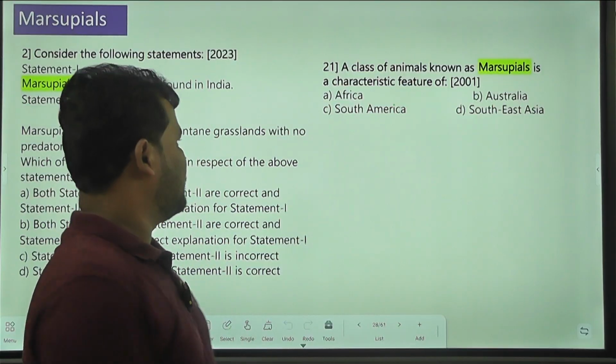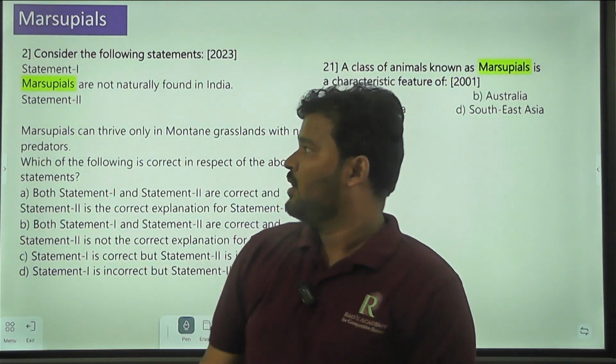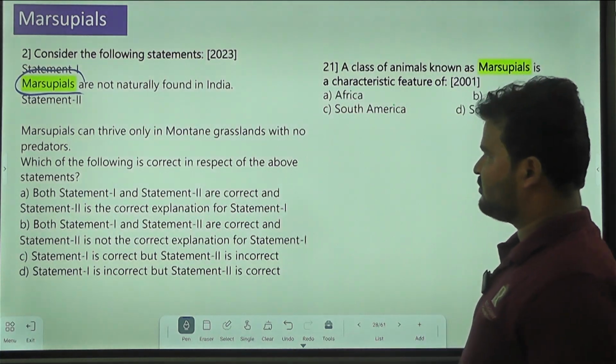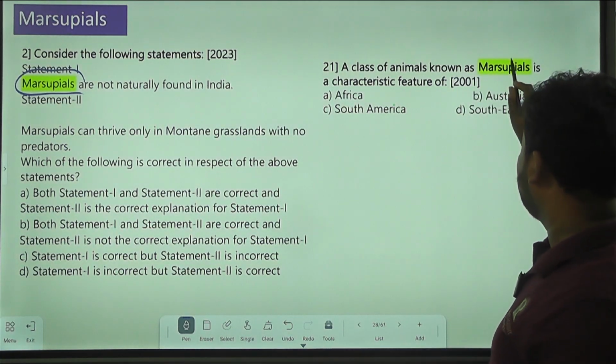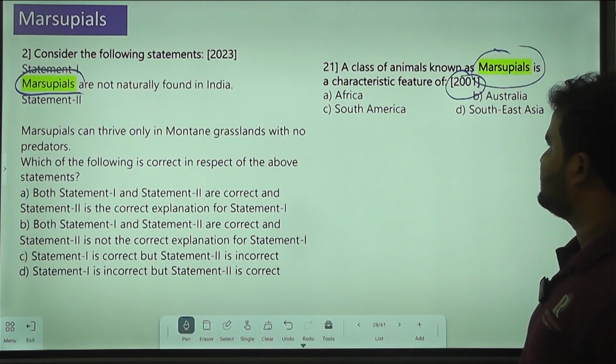Then after that, one more area, marsupials. The question is like: marsupials are not naturally found in India, statement based. And again in the year 2001, marsupials are found in.